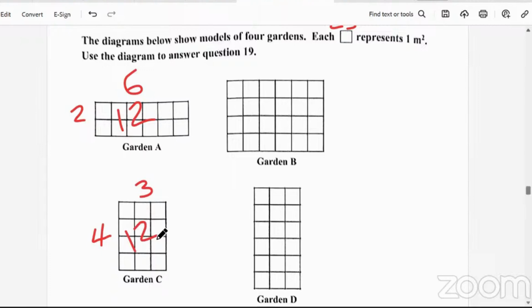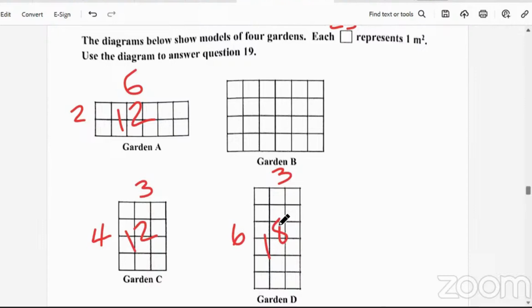But remember, area is length times width. All right, so this one is 3, and then this side, that's 6. So 6 times 3, that's 18. If you count all the squares again, it would be 18.